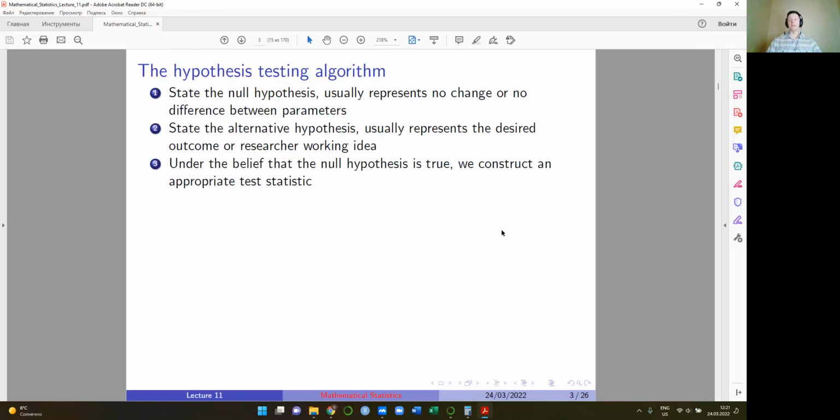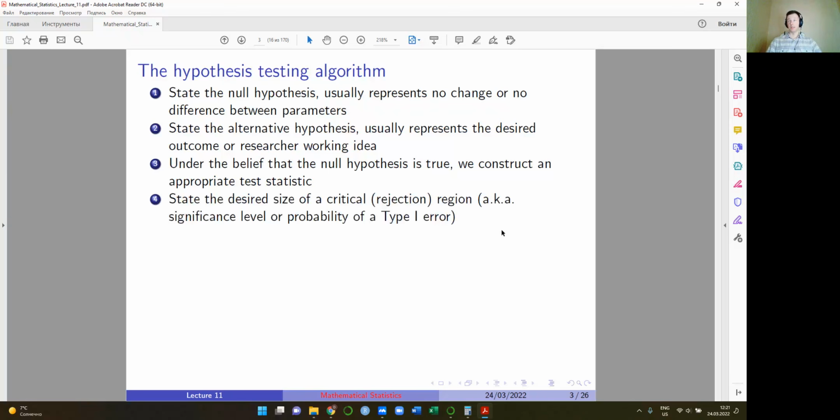Then we take the null hypothesis and we believe that this null hypothesis is true. And under this belief, we construct an appropriate test statistic. So we know a lot of them: T statistic, chi-square statistic, F statistic, Z statistic. And we also introduced, one week ago, the Q statistic, right? That was a studentized range distribution statistic. And there are many more of them.